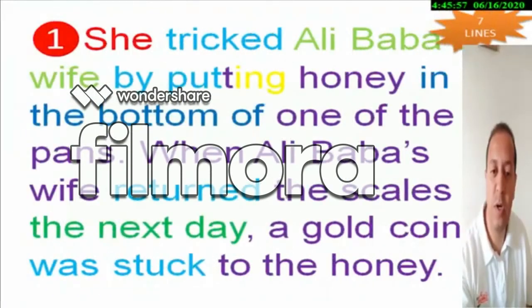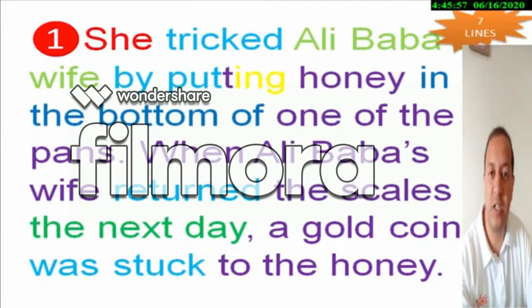Now we move to the first passage. As you see, this is the first passage. So let us read. She tricked Ali Baba's wife by putting honey in the bottom of one of the pans. When Ali Baba's wife returned the scale the next day, a gold coin was stuck to the honey. So as you see, this is the first, fast reading, and we will repeat it again.